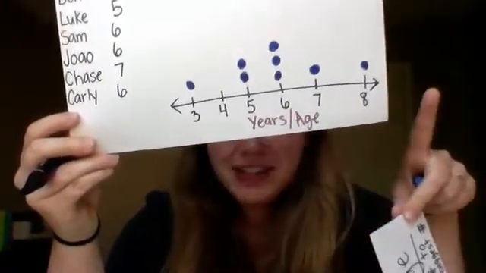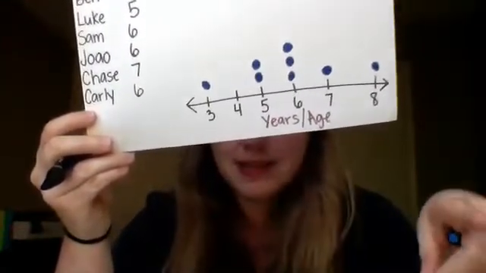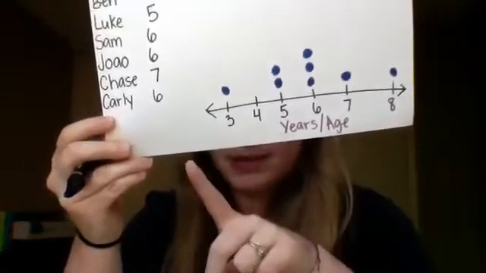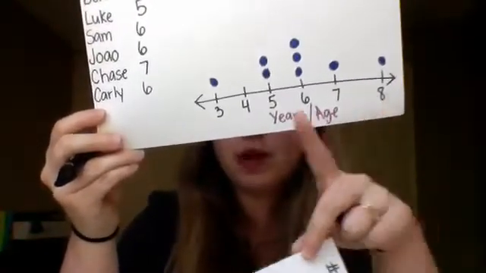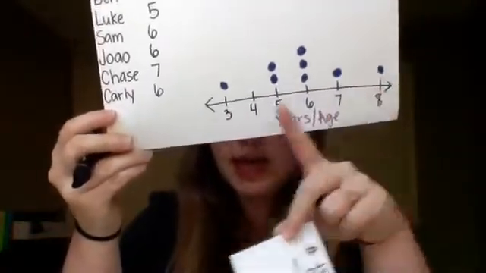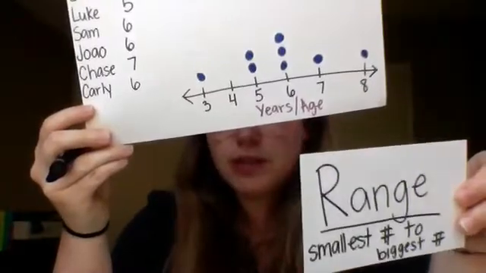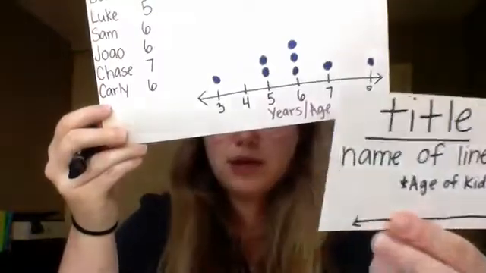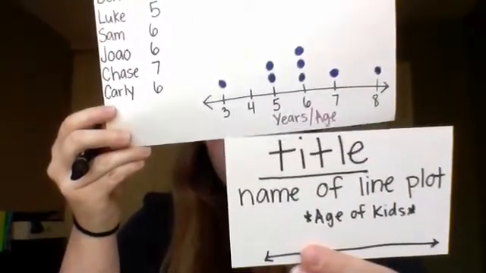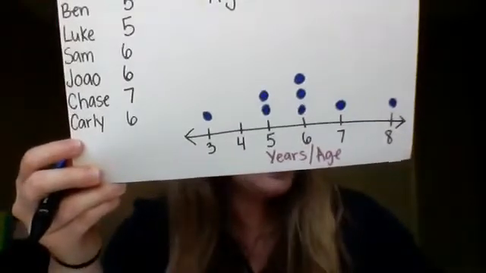You could put age 9 and age 1 and 2 in front of it, but really that's just going to be a waste of your line plot. We don't have to always start at 0. We don't always have to start at 1 when we're doing a line plot. We can start with our smallest number in our data and then do that. So after we did our range, which is the smallest number to the biggest number, then we put our title, right? So it's the name of the line plot, and we always start the title, right?